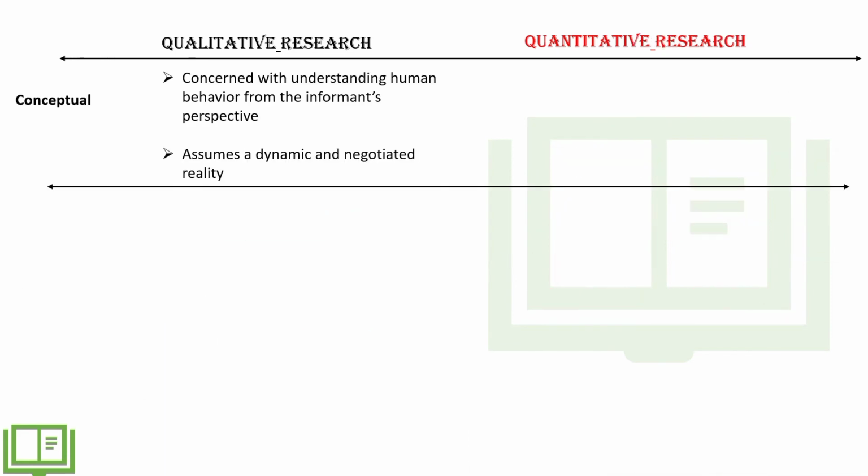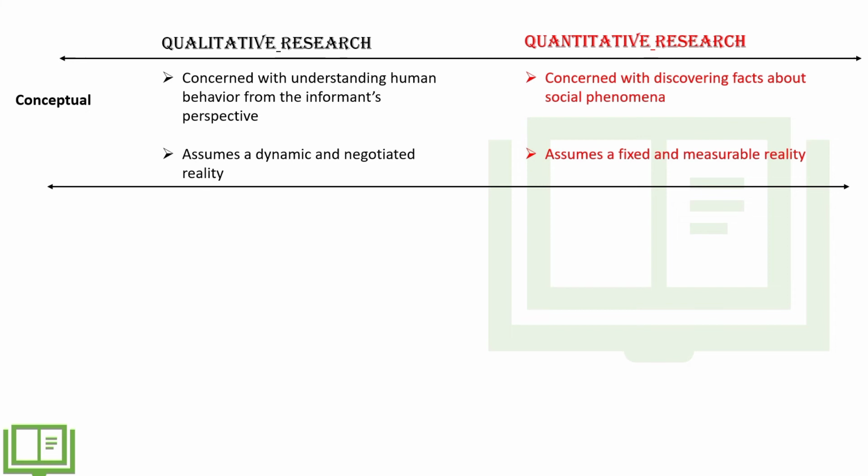In conceptual terms, qualitative research is concerned with understanding human behavior from the informant's perspective, while the quantitative research is concerned with discovering facts about social phenomena. Qualitative research assumes a dynamic and negotiated reality, while quantitative research assumes a fixed and measurable reality.